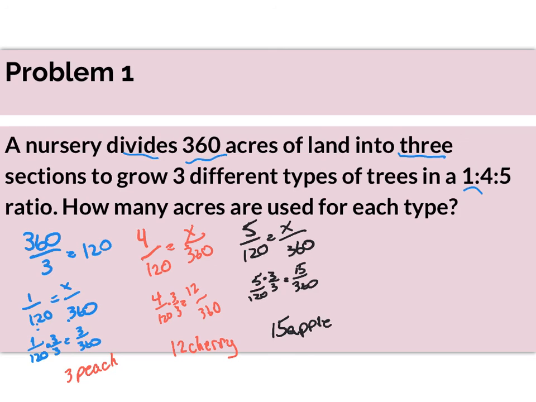So how many acres are used for each type? Oh, it only asks for how many acres are used for each type. And we solved that at the beginning with 120 acres. I should have asked a different question, but that's the question I asked. So, there you go. And make sure you be careful when you're answering questions. That is indirect proportion. You'll see these problems again.